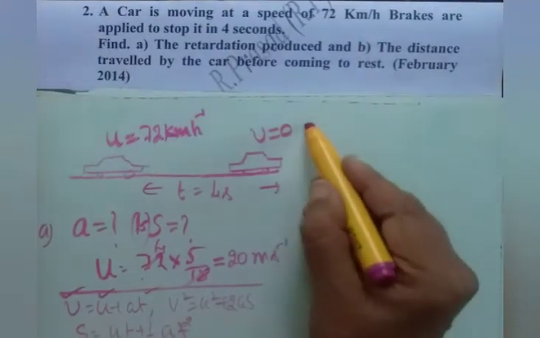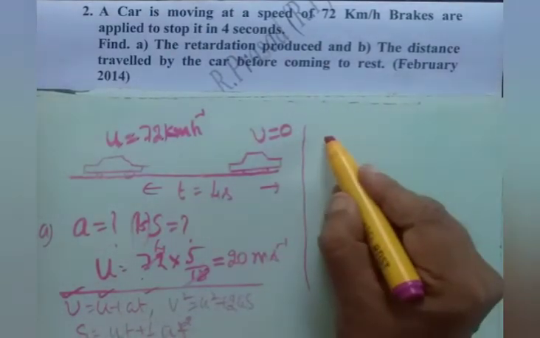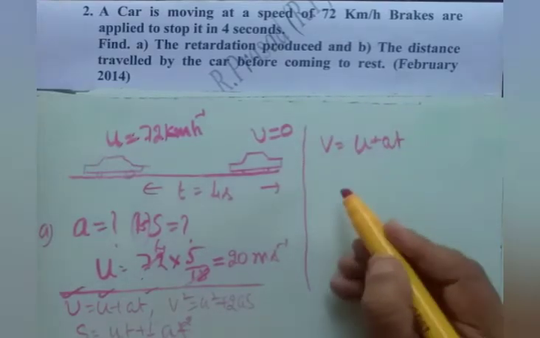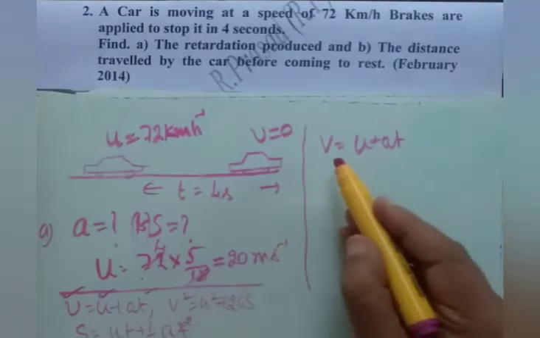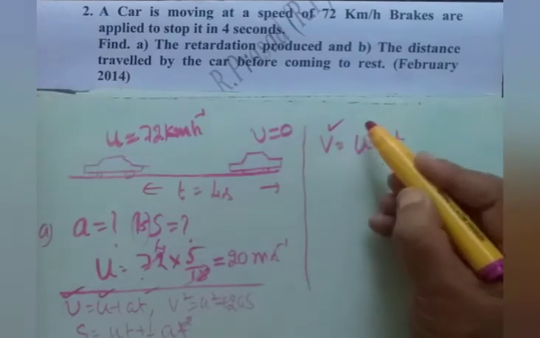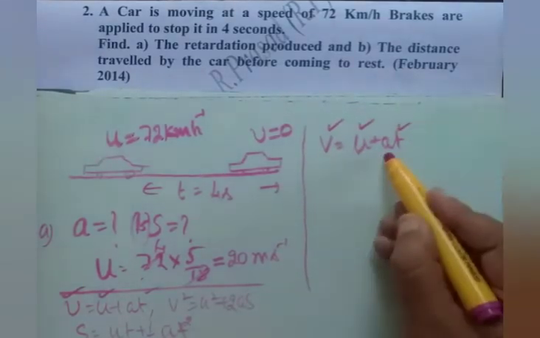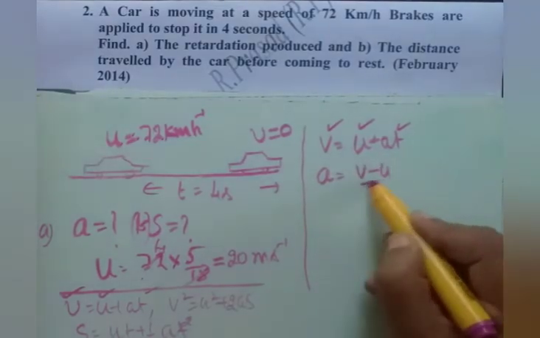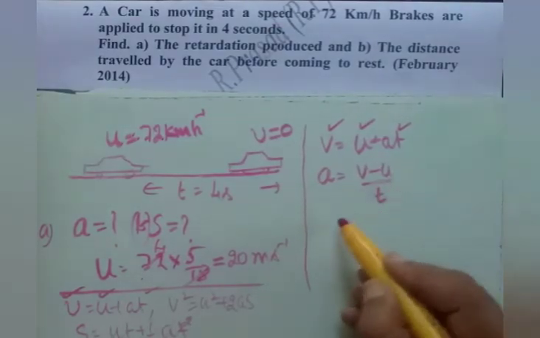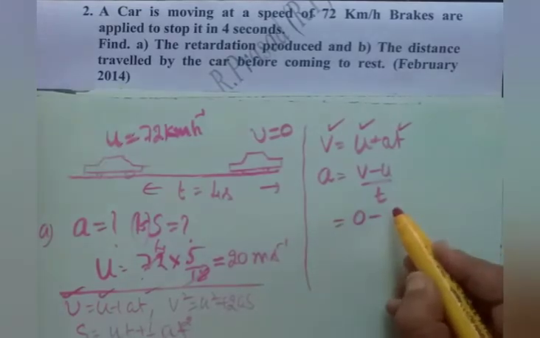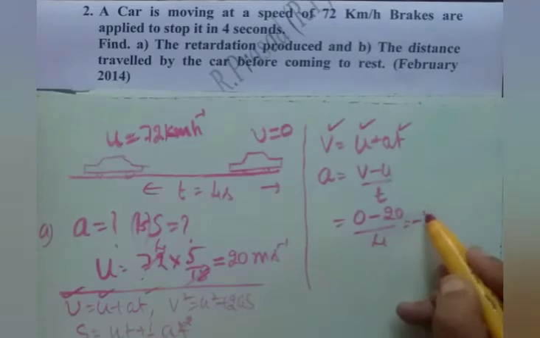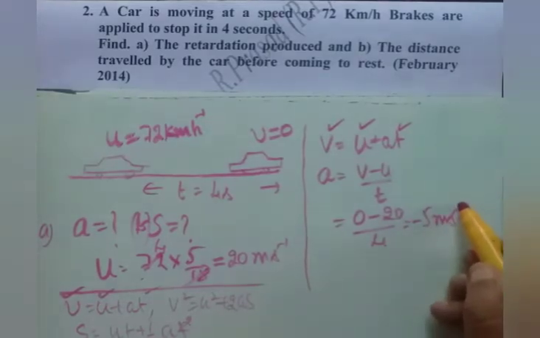Therefore, I write here, V equals U plus AT. We analyzed that this can be used to get A, because in this equation, we know V, we know U, we know T, only one unknown, so we can do it. Therefore, A can be written as V minus U by T. What is V? 0 minus U, 20, by T, 4, which is minus 5 meters per second square.